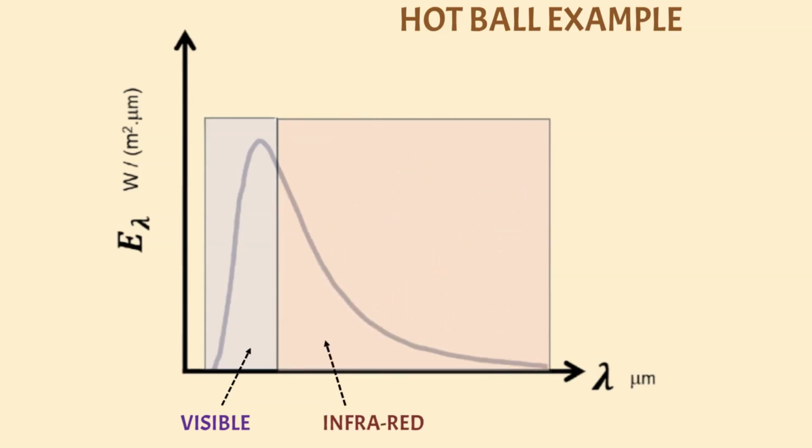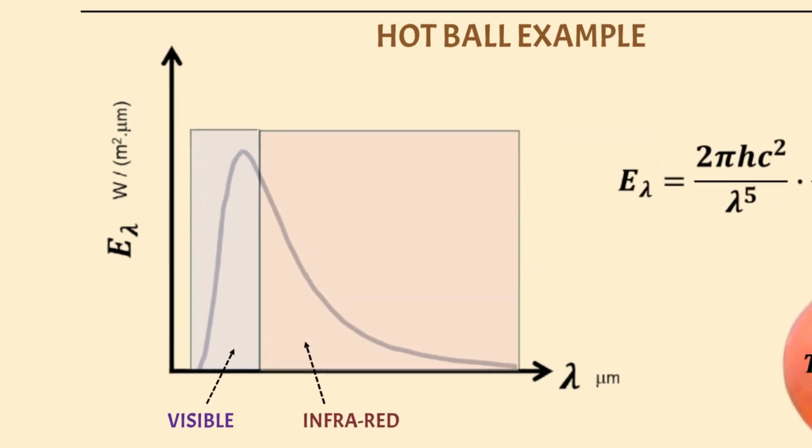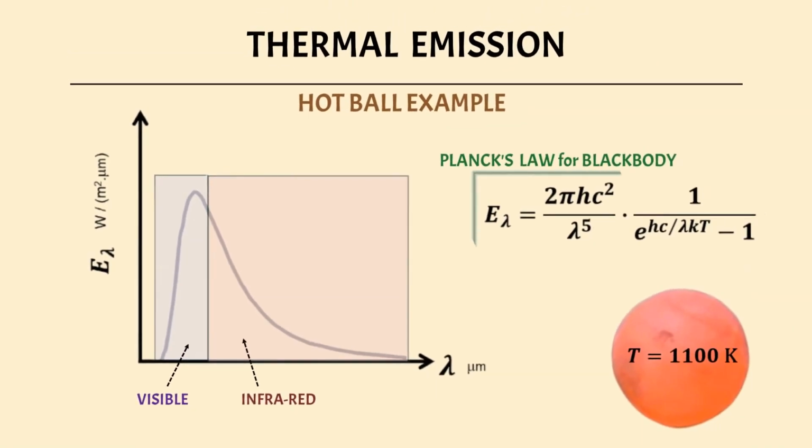This entire spectral shape is described by Planck's law. It gives the power emitted per unit wavelength, and it introduces two fundamental physical constants, Planck's constant, h, relating energy to frequency, and Boltzmann's constant, k, connecting energy to temperature.